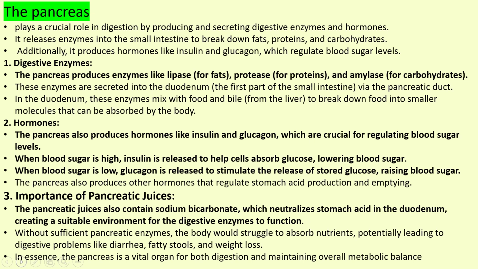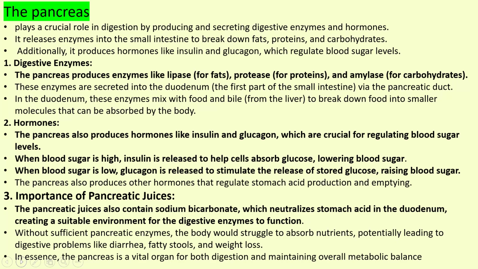So it's helping the pancreas also produce other hormones that regulate stomach acid production and emptying. I'm explaining all the hormones in this video itself. There are many important roles of pancreatic juice because it contains sodium bicarbonate, which helps in neutralizing stomach acid in the duodenum.